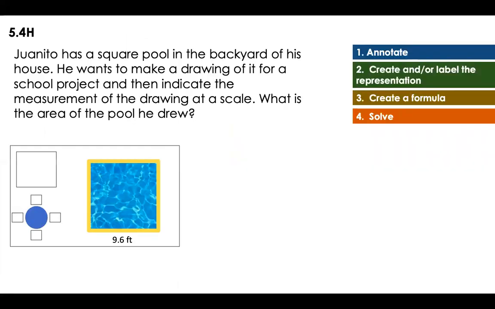Now they're giving me a representation here. What a nice representation. I can tell that they're talking about a pool, right? Apparently. So now let's read. Juanito has a square pool in the backyard of his house. He wants to make a drawing of it for a school project and then indicate the measure of the drawing at a scale. What is the area of the pool he drew? Oh, that's too easy. The word area, they are telling me that I will have to find the area.